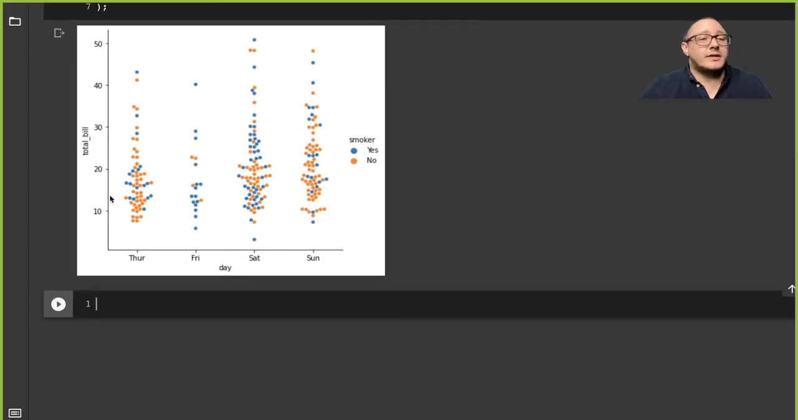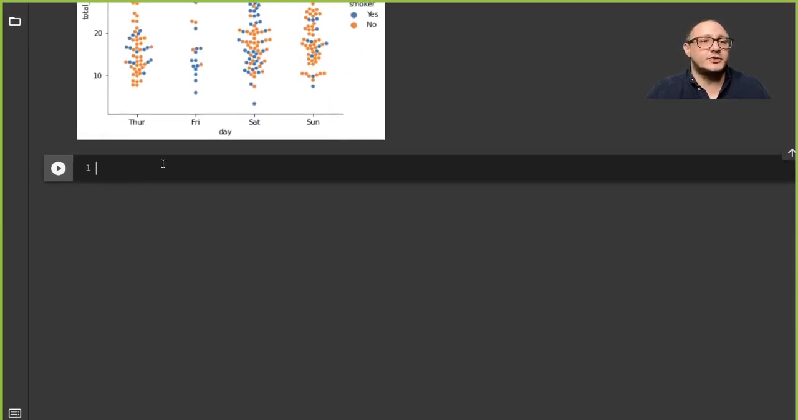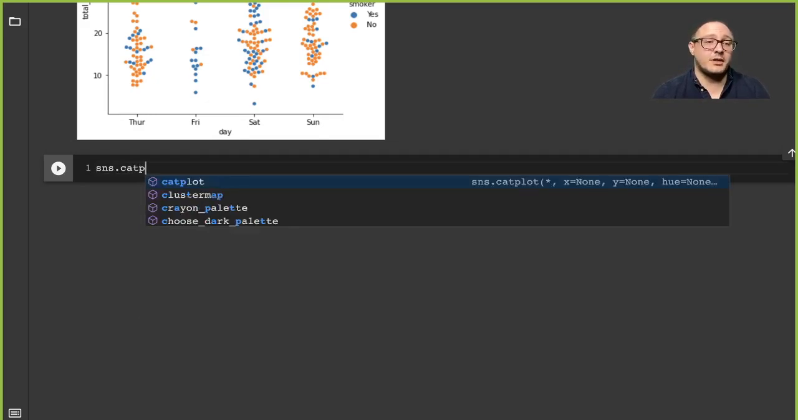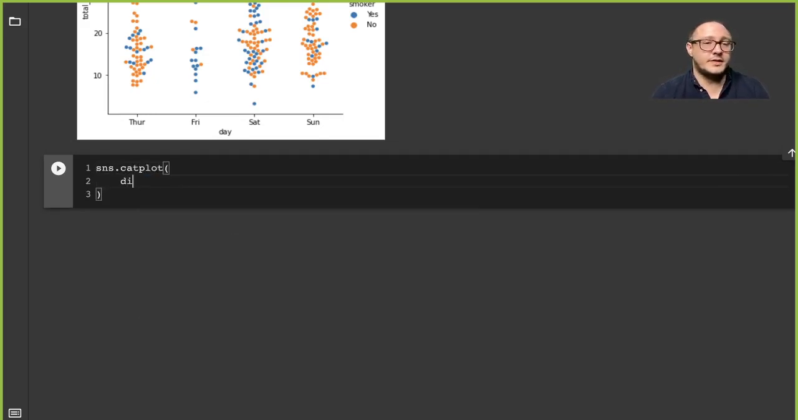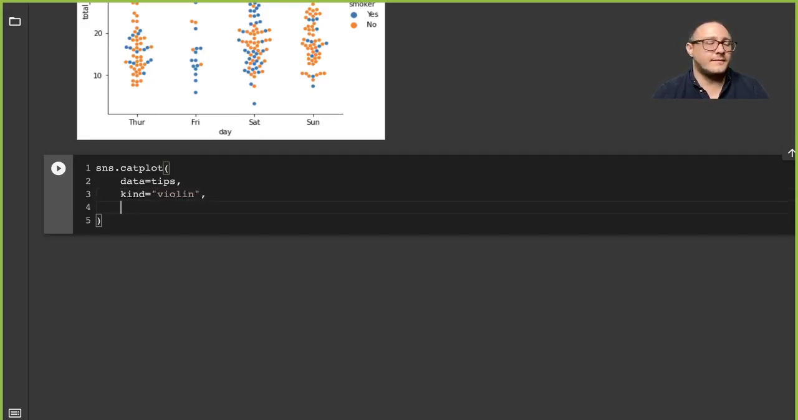So another way to look at this, okay, and just one thing I'll say is notice that it still looks like we have a nice distribution that we can kind of see here, but we can change this up just a little bit to have a distribution plot, okay? So we can use the violin plot. sns.catplot, here, data is equal to tips. Kind is equal to violin.